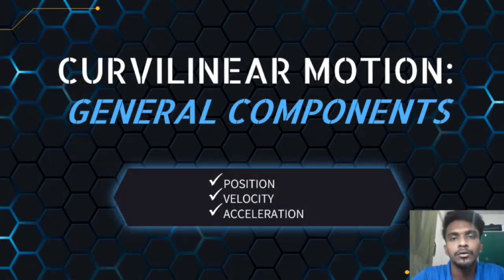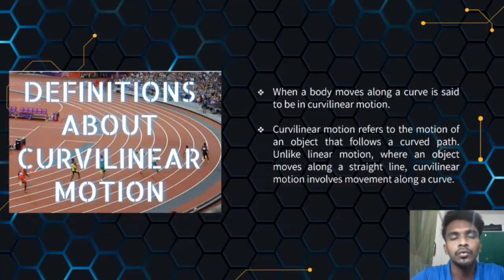Let me explain about curvilinear motion. Curvilinear motion has two types, which are general component and rectangular component. First of all, I want to discuss general components, which are position, velocity, and acceleration. Before that, I want to explain what curvilinear motion is. Curvilinear motion is when a body moves along a curve.